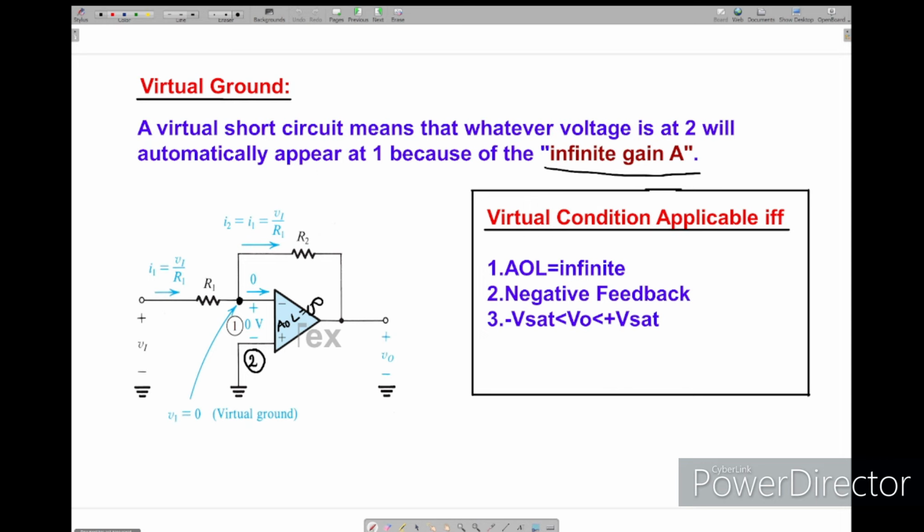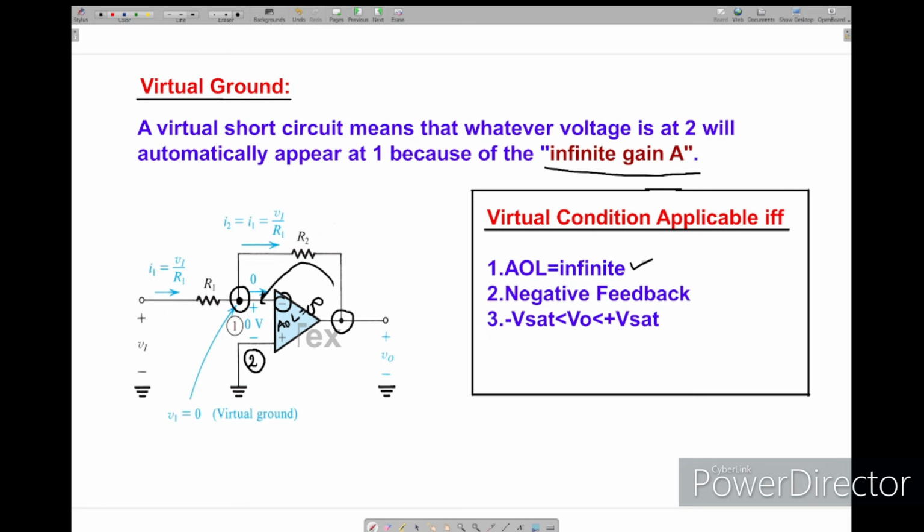Mainly when the op-amp is ideal and it is provided with negative feedback. What does it mean? Part of the output is connected to the input terminal of the op-amp. This is called negative feedback. So it satisfies the negative feedback condition. This is what I have mentioned here as when we can apply the virtual condition.